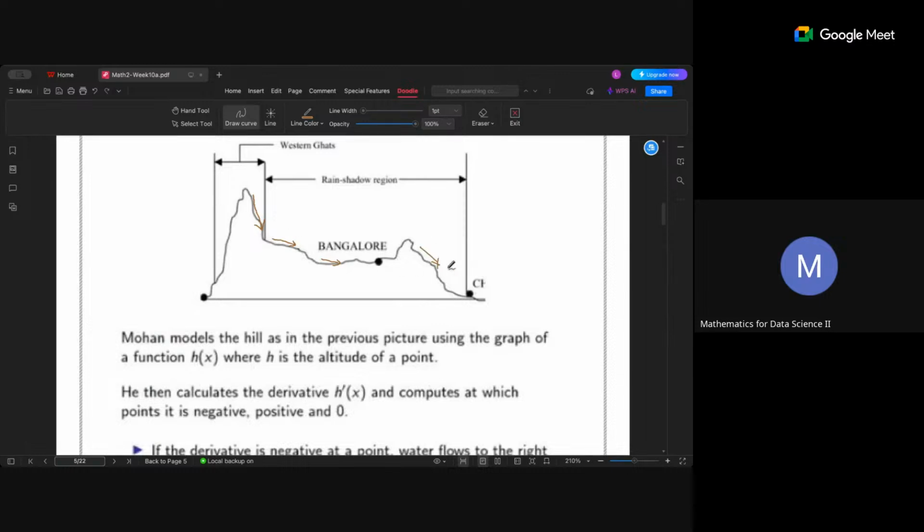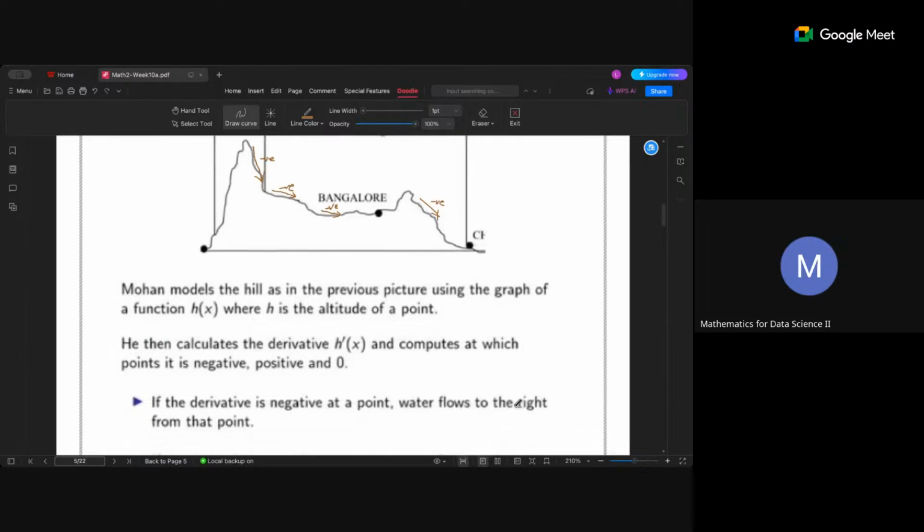So in these places you are having a negative slope. If it is having a negative slope, then the water is flowing in which direction? To the right from that point, right? It is flowing to the right from that point.